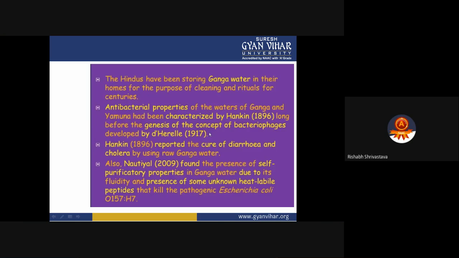Also, in recent times, Nautiyal in 2009 found the presence of self-purificatory properties in Ganga water due to its fluidity and presence of some unknown heat-labile peptides. These peptides were able to kill the pathogenic E. coli O157:H7.